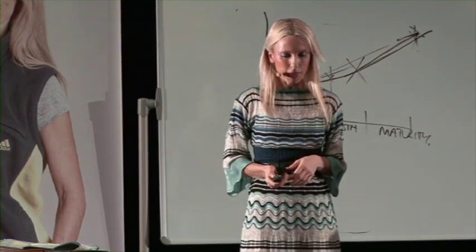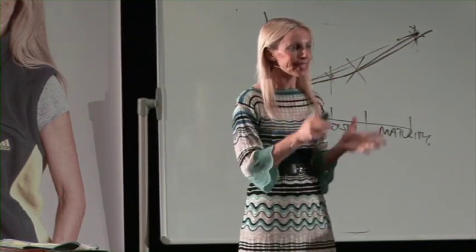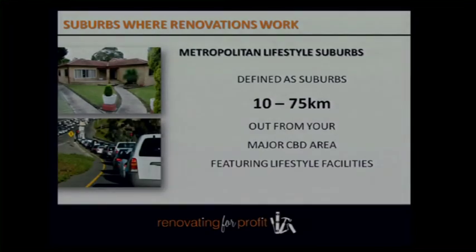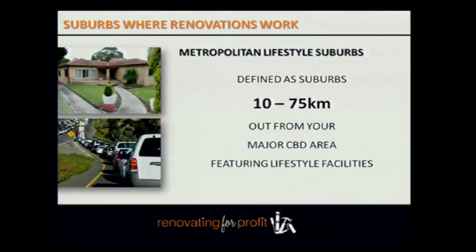Metropolitan suburbs are basically the suburbs that are defined as 10 to 75 k's out from the CBD. So again, you get your map. Now, obviously, your compass is not going to stretch out 75 centimetres, so what you can do is get a ruler, and you can basically put it on the centre point of the CBD, and you can measure out 75 centimetres and do a third ring if you really want.